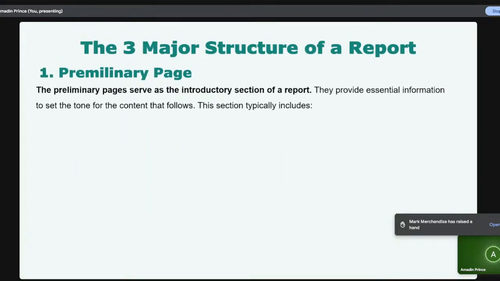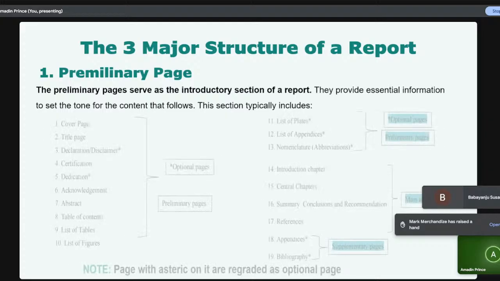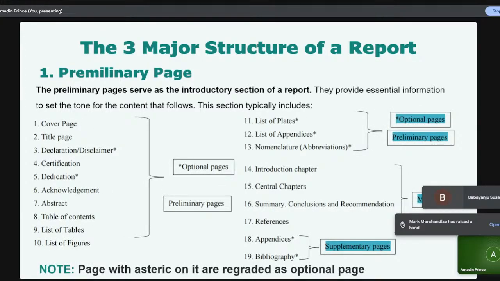Now we move on to the preliminary page, which is the first one. Basically this is very simple. It's just the introduction part of your report, and it includes the following. There are about 19 of them. Number one, we have the cover page. Two, title page, declaration, certification, dedication, acknowledgement, abstract, TOC, list of tables, list of figures, and so on.